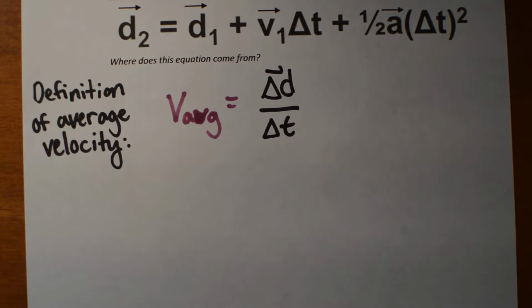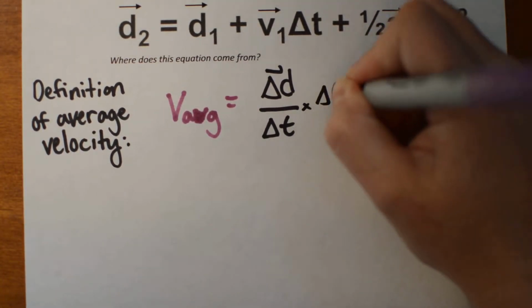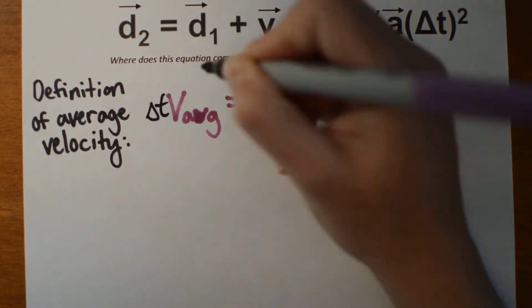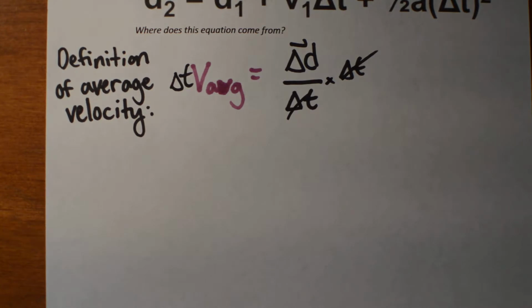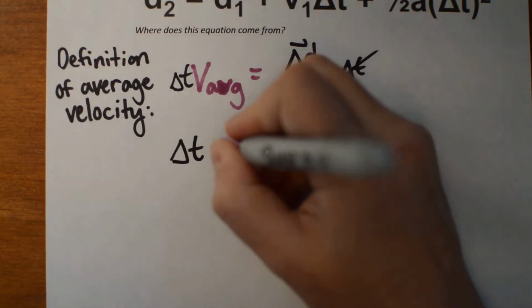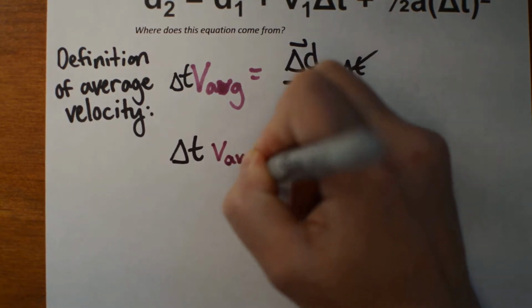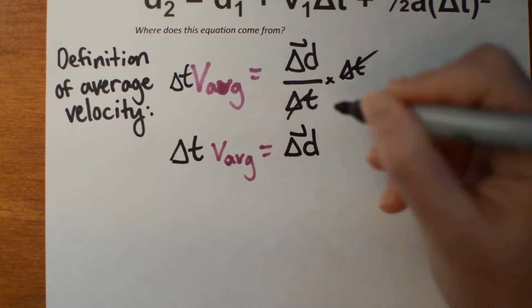The next thing I'm going to do is just make things look cleaner, multiply both sides by delta t, get it off the bottom. It's never nice to have something in the bottom of a fraction if you can avoid it. So that gets rid of my delta t here. So I have delta t multiplied by V average is going to be equal to delta d, my change in position.